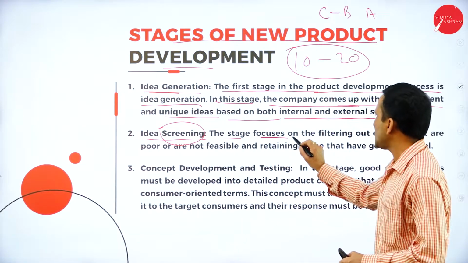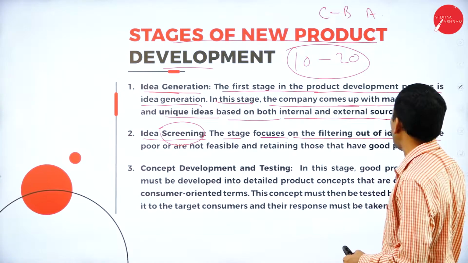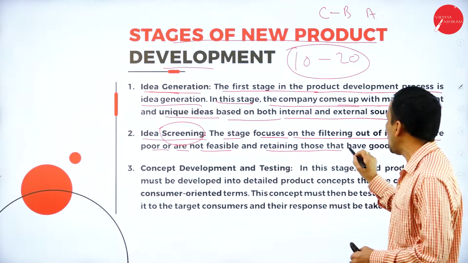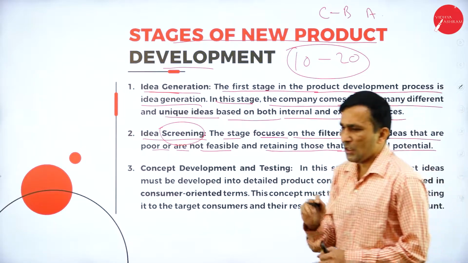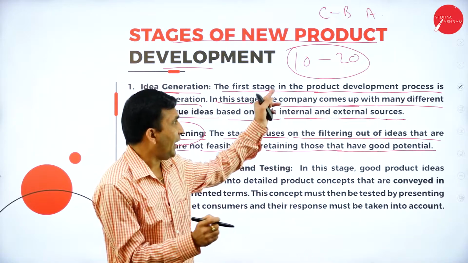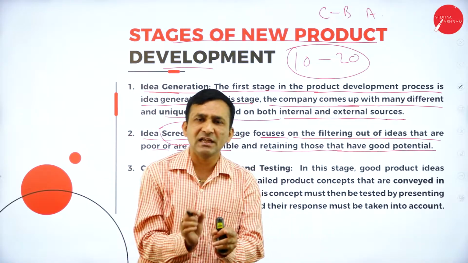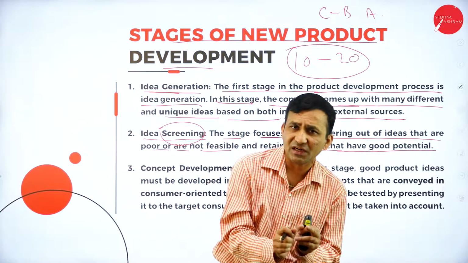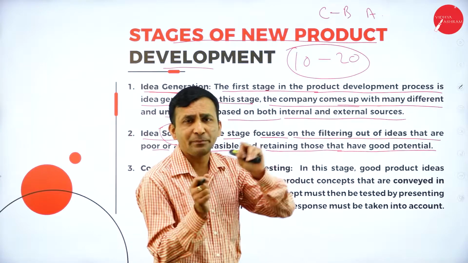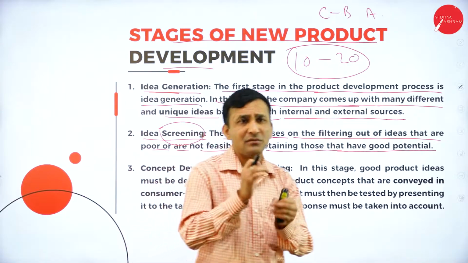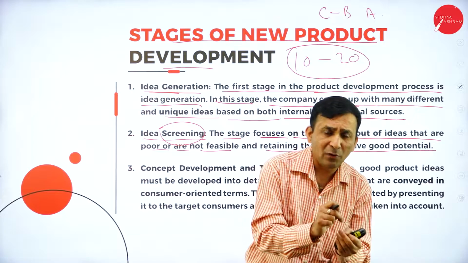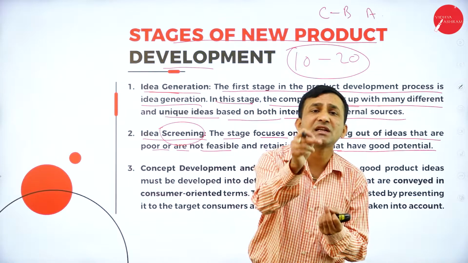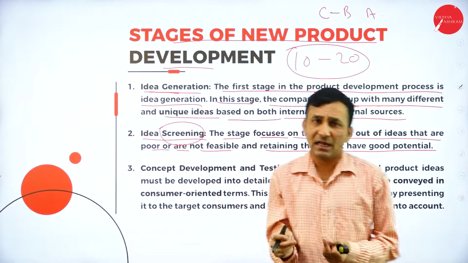The stage focuses on filtering out ideas that are poor or not feasible, and retaining those that have a good potential. Of course, any product out of 10 to 20 products, if you are trying to select each and every product, in the different dimensions we are able to measure, right? So for example, one product plan I have selected, my next question, the same product who is offering, if there is any competitor, if there is any customer response, I just want to get clarity.